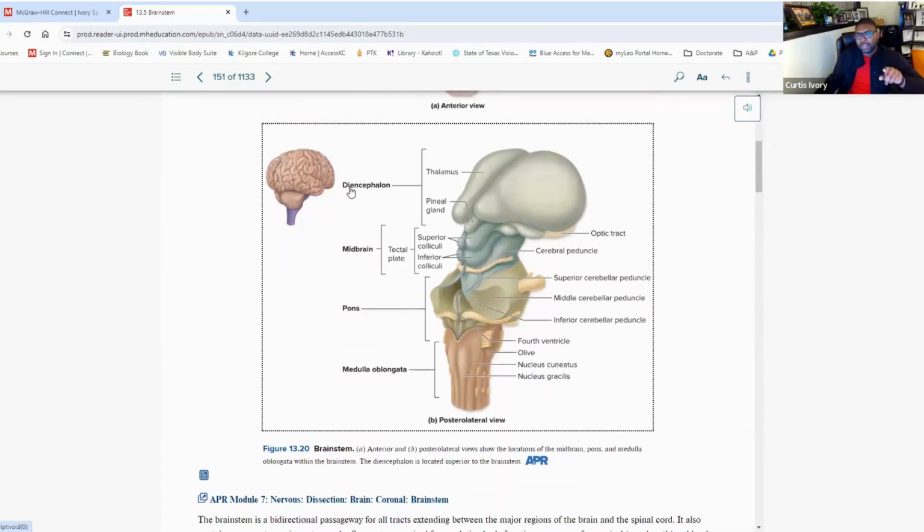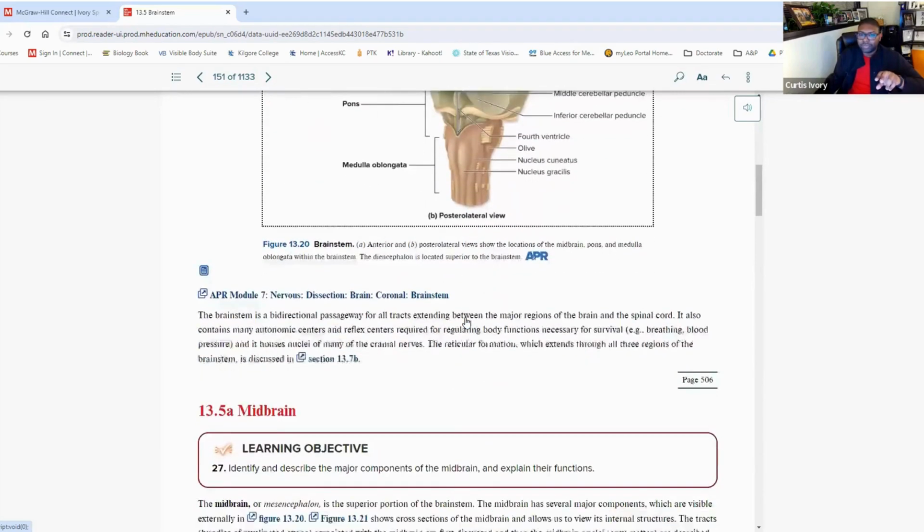So if you notice here, it's called the diencephalon because there's two portions. So this is the thalamus. And here's your pineal gland, which is going to produce your melatonin. So this is all right behind each other. This is all on the midbrain, or essentially the beginning portion of your spinal cord.